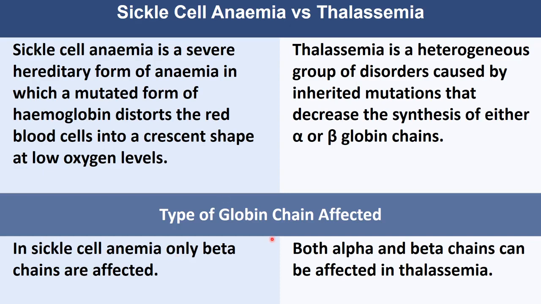Then the next point: type of globin chain affected. So in sickle cell anemia only the beta globin chain is affected, while in thalassemia, you know, there are two types, alpha thalassemia and beta thalassemia, depending on the chain of hemoglobin which is affected. So we can say in thalassemia both alpha and beta chains can be affected, while in sickle cell anemia only the beta globin chain is affected.